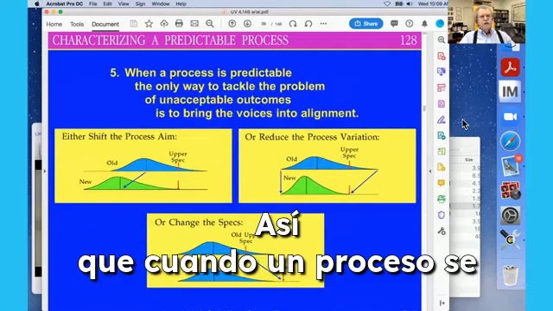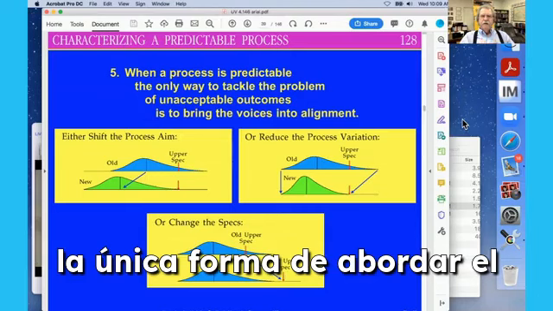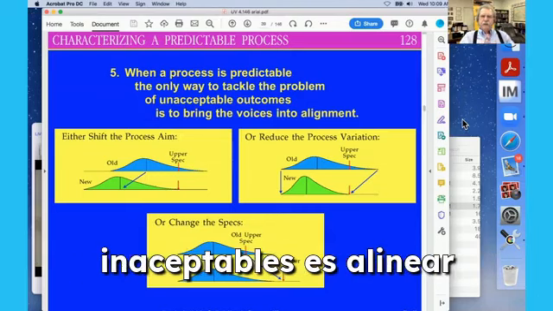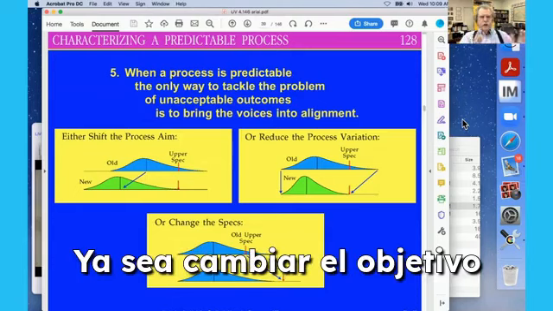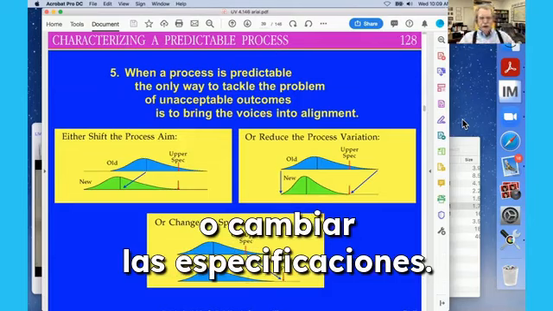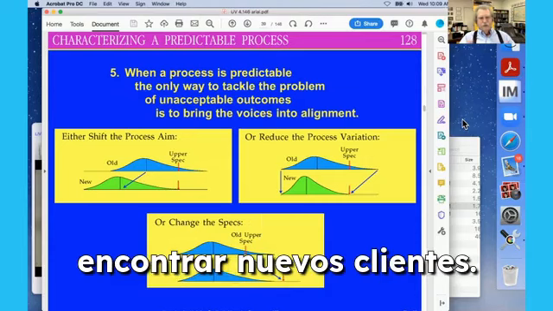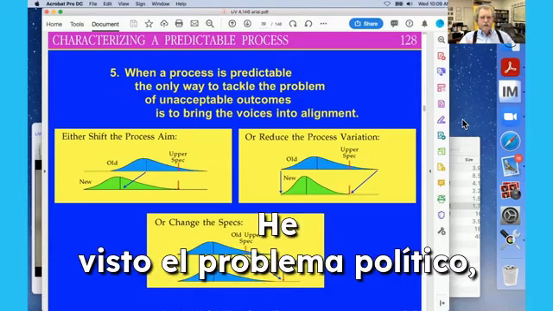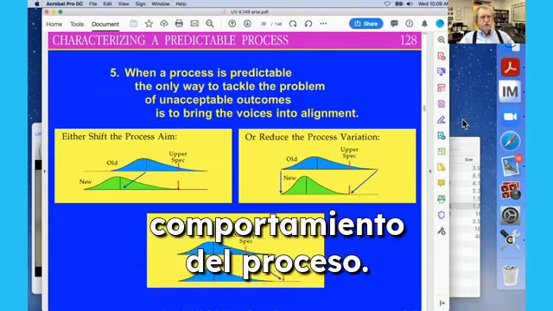So when a process is operated predictably, the only way to tackle the problem of unacceptable outcomes is to bring the two voices into alignment. Either shift the process aim, or reduce the process variation, or change the specs. One guy said that means finding new customers. Well, it may be. But I have seen the political problem of changing the specs handled by a process behavior chart.